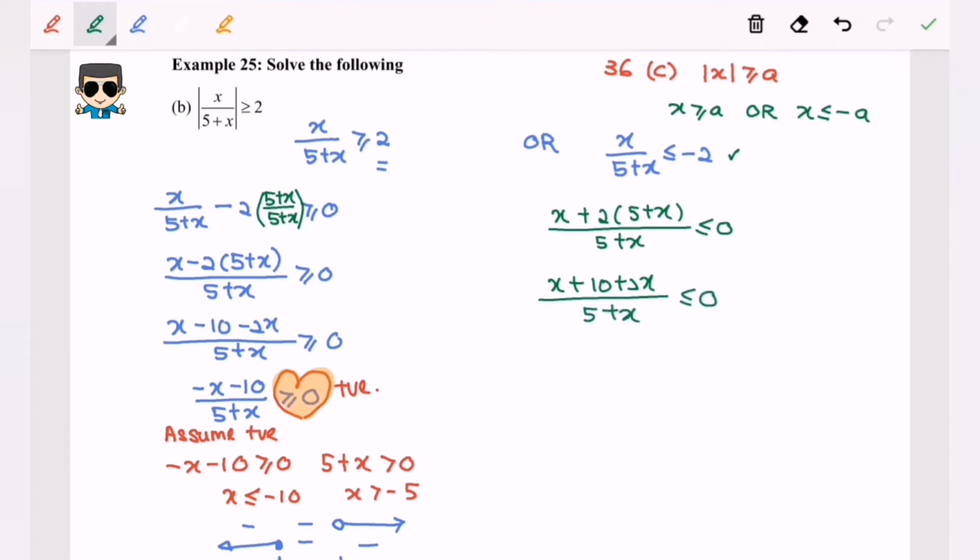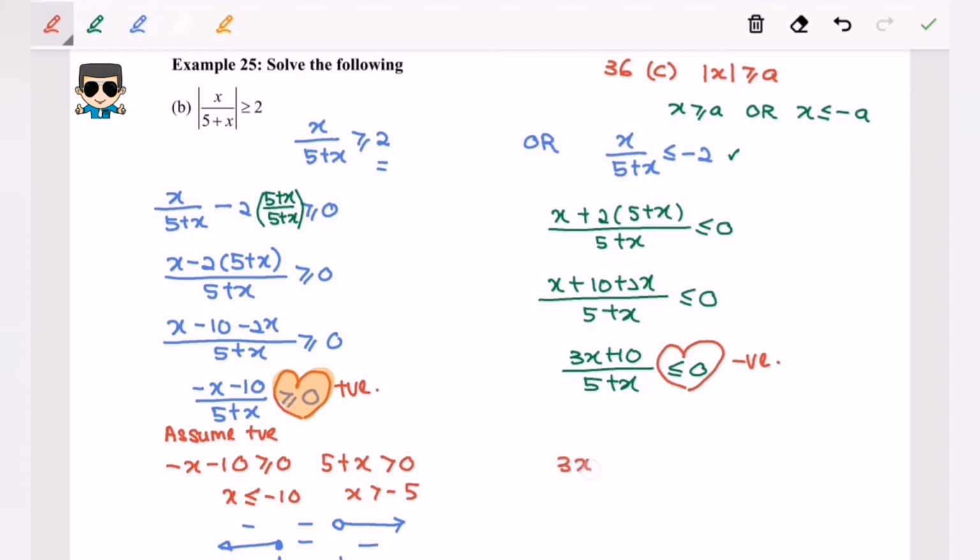Next, I'm going to simplify the situation. So 3x plus 10 over 5 plus x. So this will be the simplest form. So now, it is the time to identify the sign. So in this case, we are having a negative sign. Next, we are going to split the situation.